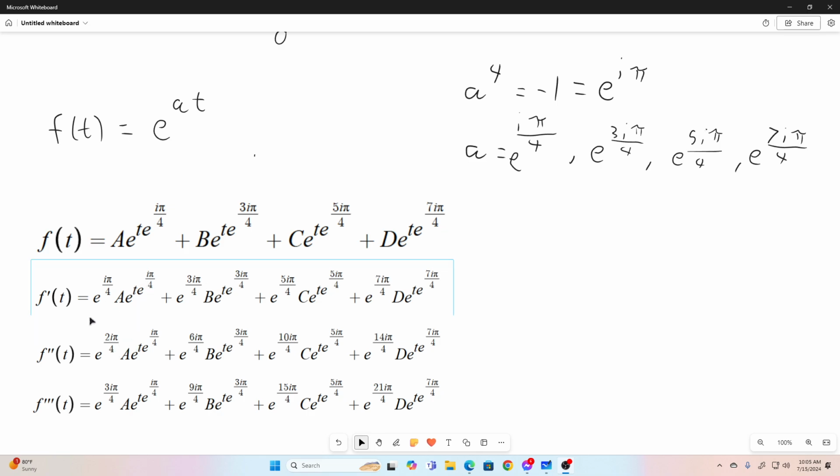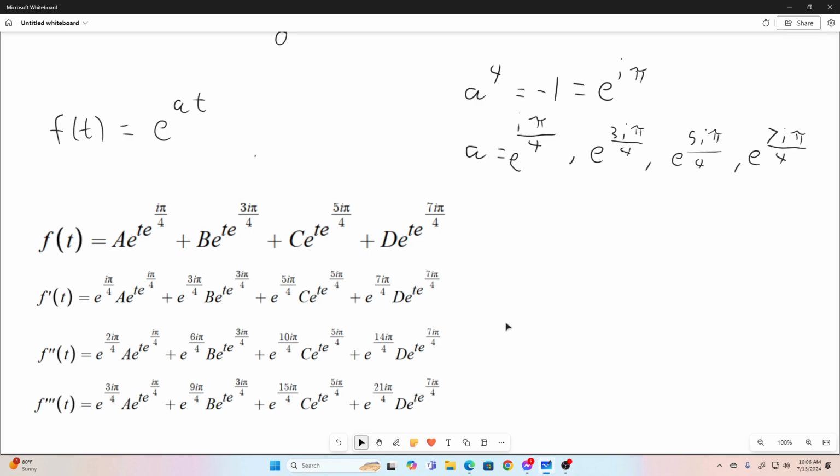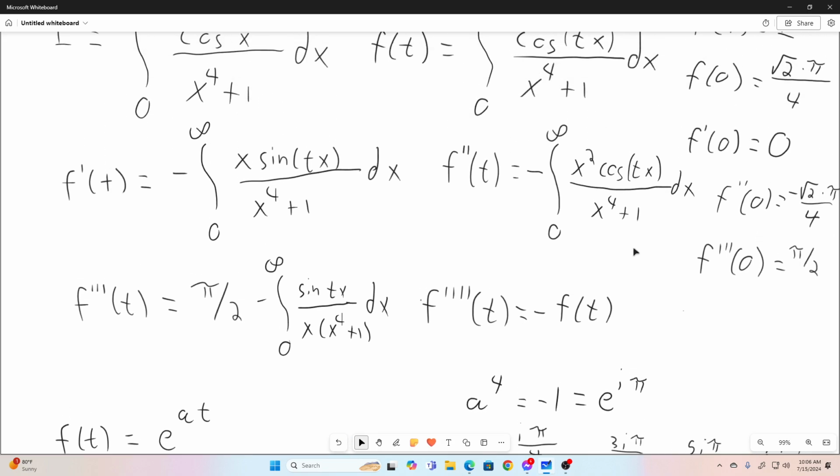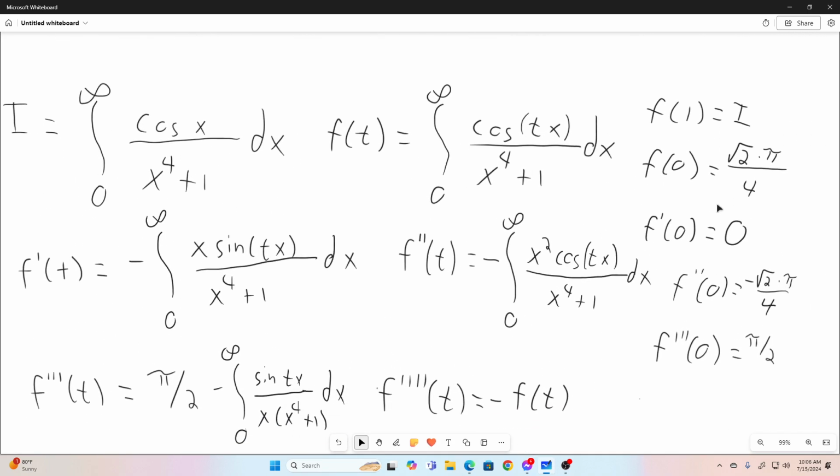And then with each successive derivative, we get another of the same constant. So we'd add another I pi over 4 here, which is 2I pi over 4. This one would be 6I pi over 4. Adding 5 to 5 is 10I pi over 4, 14. And on this one, you can see we have 3, 9, 15, and 21. So that's nice. So now we have 4 equations involving A, B, C, and D. And don't forget, we also have these boundary conditions.